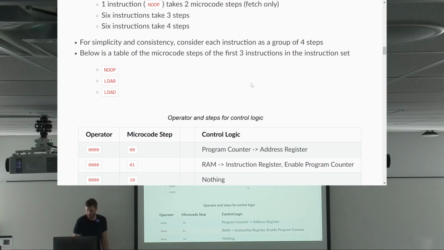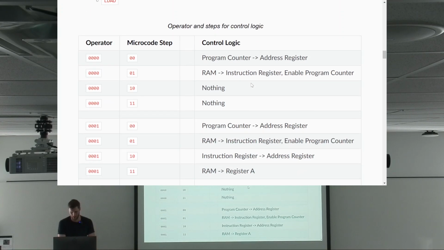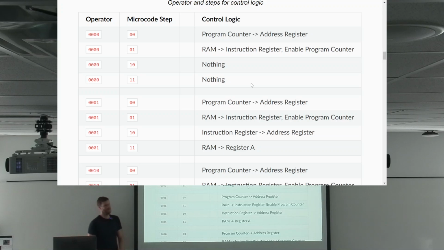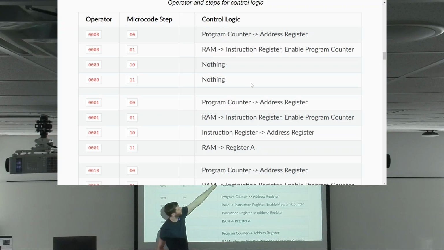So for simplicity and consistency, consider each instruction as a group of 4 steps. So below we have a table of the microcode steps for the first 3 instructions that we talked about. No-op, load A from RAM, load A direct. What would they look like? Well, if the operator is 0000 and we're on microcode step 0, we want program counter out to the address register.